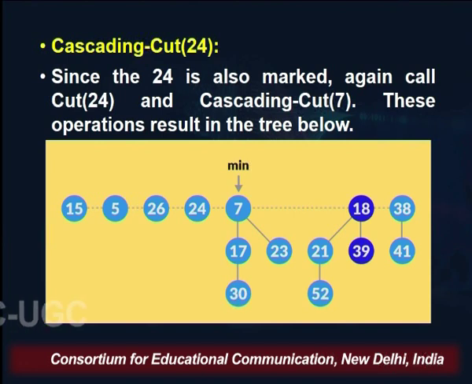and the mark of 26 and 24 have been changed. The only marked nodes which are available now in the tree, or in the Fibonacci heap, are 18 and 39, the two marked nodes. So, this is what is happening when we try to do this cut and cascade cut.